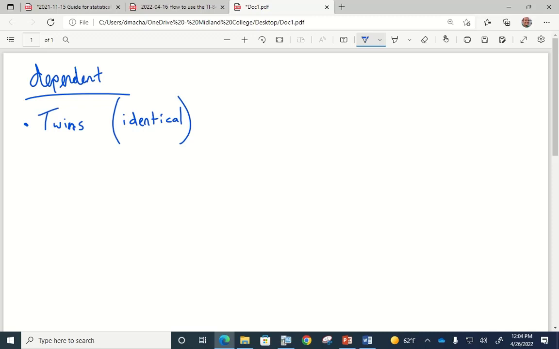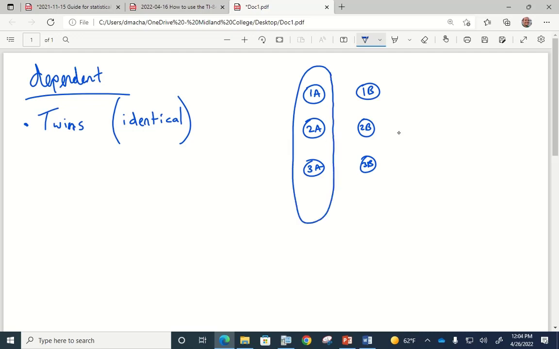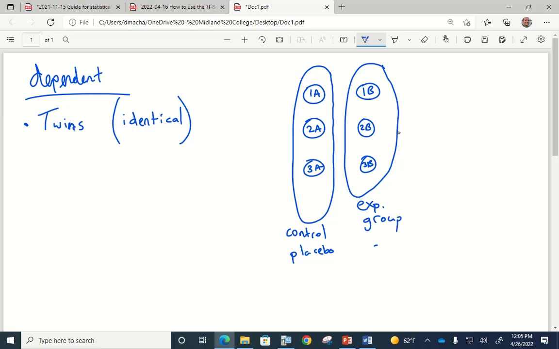And so if you are a drug company and you collect a bunch of sets of twins, right? So this is twin set 1, and you have an A and a B twin, and you have twin set 2, and you have an A and a B twin, and you have twin set 3, and you have an A and a B twin. And then what you do is we say, well, this group, half of the sets of twins, this is going to be my control group who receives a placebo. And then this group, this is going to be my experimental group who actually gets the real drug. This is going to be called dependent data because all of my measurements come in a measurement pair.